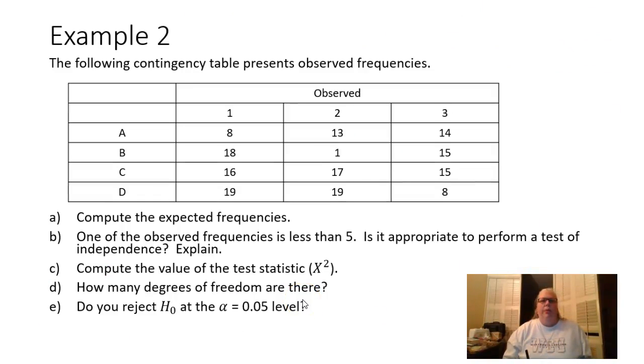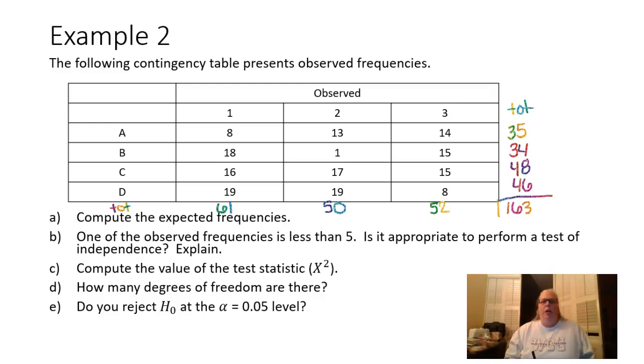Example 2. The following contingency table presents observed frequencies. Part A, compute the expected frequencies. All right, in order to do this, we're going to need to have our row totals and our column totals. And then, of course, right here, we're going to need to have the grand total. So let's calculate those. Okay, so now I have my row totals over here on the side, and I've got my column totals down here underneath, and the grand total right here of 163.